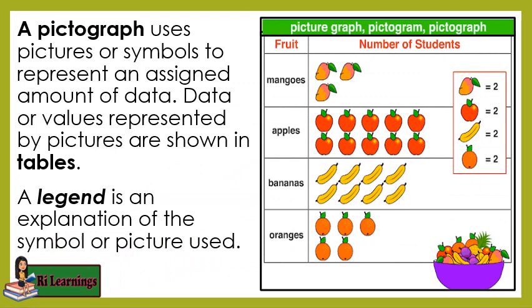A pictograph uses pictures or symbols to represent an assigned amount of data. Data or values represented by pictures are shown in tables. A legend is an explanation of the symbol or picture used.